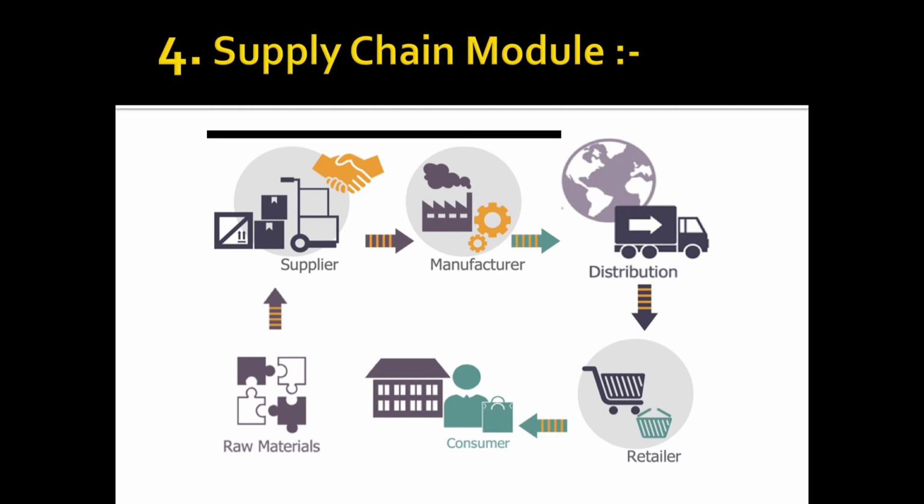Okay, what is this? Raw materials, supplier. The supplier will take the raw material and give it to the manufacturer. The manufacturer will produce the product, and it will give it to the distributor, and the distributor will pass it to the retailer, and the retailer will give it to the consumer. This is nothing but the supply chain model.